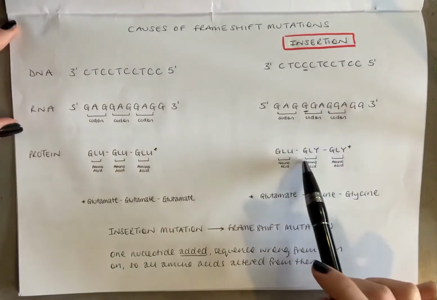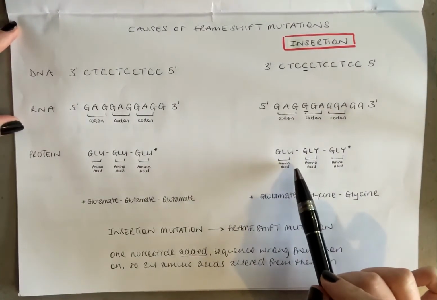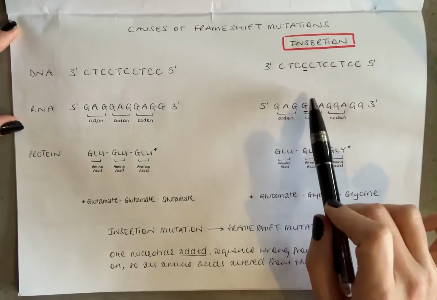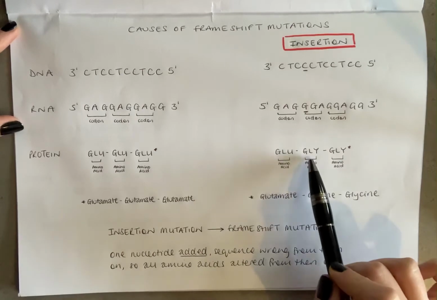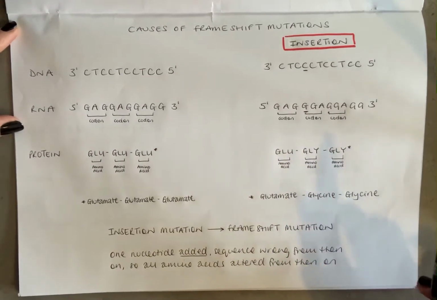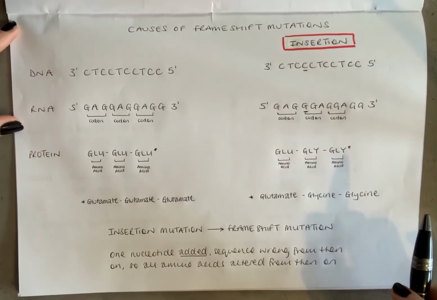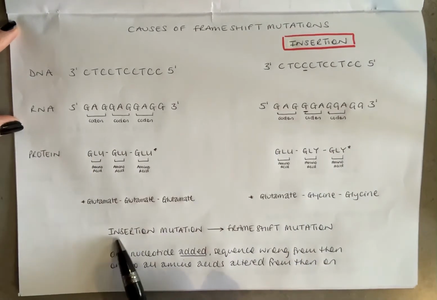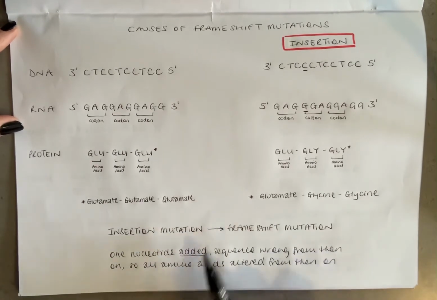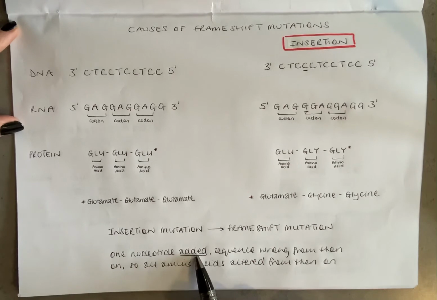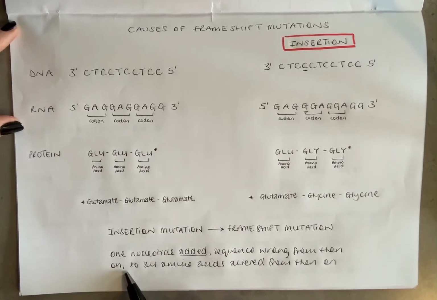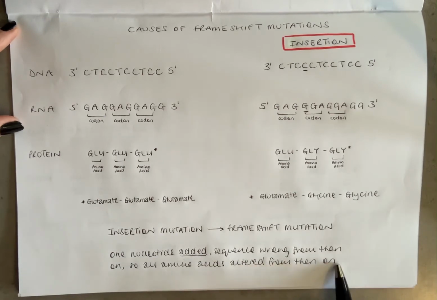So as you can see, the amino acid that's actually produced, we've got our glutamate here, but because of this inserted nucleotide, we have glycine as the second amino acid and glycine as the third amino acid. Our insertion mutation is classed as a frame shift mutation. One nucleotide is added and the entire sequence is wrong from then on. So all amino acids are altered from then on.